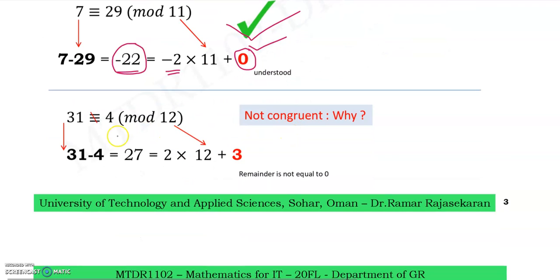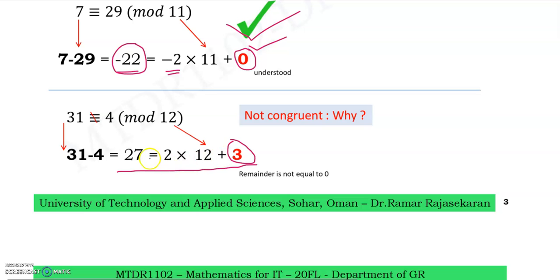Now you see I'm writing 31 is not congruent to 4 modulo 12. Actually this congruent is not correct. Why? What is the reason? As usual you find the difference. 31 minus 4, that is equal to 27. Then you see here 27 is equal to 2 multiply 12, 24. 24 plus 3 is 27. But here what is the remainder? Remainder is not 0. You get some number.